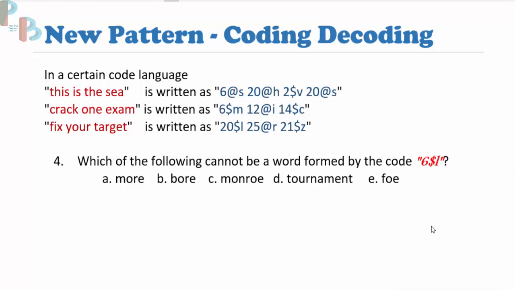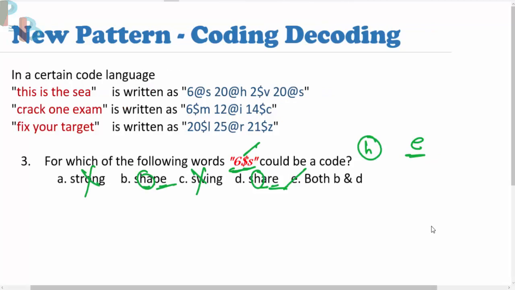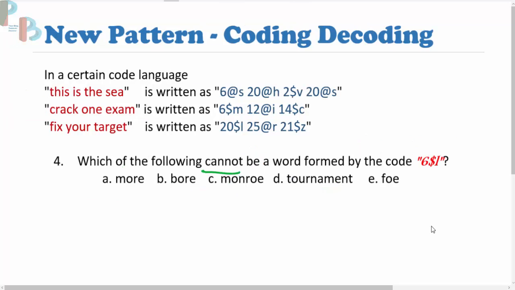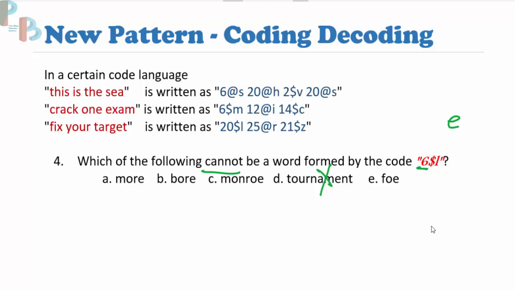See, which is the question? Which of the following cannot be a word formed by the code $6L? Now see, can't. The previous question was could be, and now it is can't be. That means it is much more tricky than the previous one, much tougher I would say, because you have to check each and every word here. Now first, 6 at the last means the last letter should be E, right? So tournament is out of it.